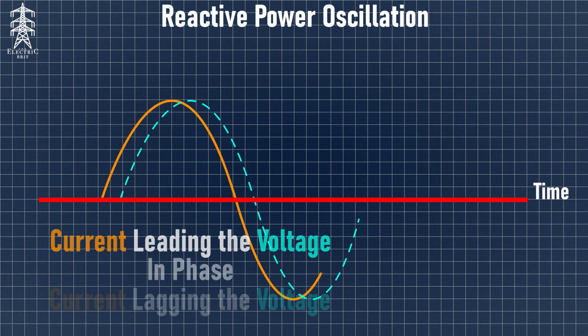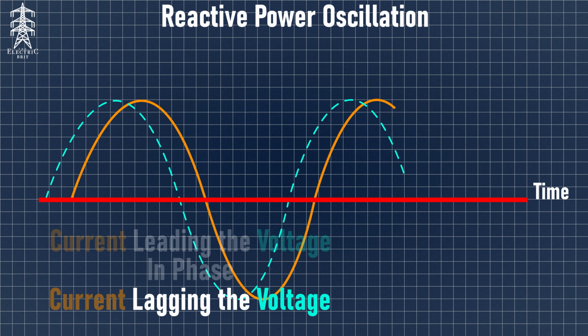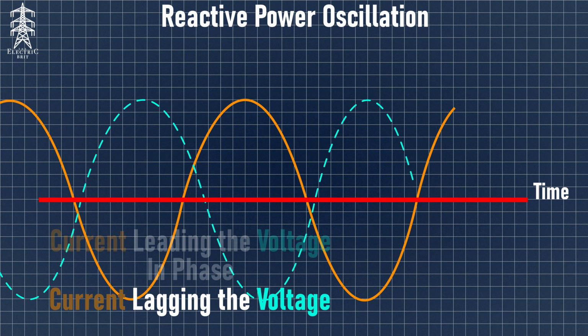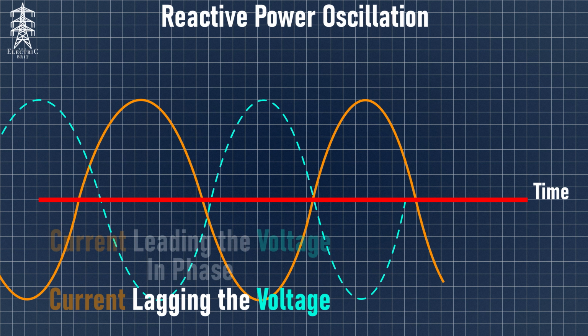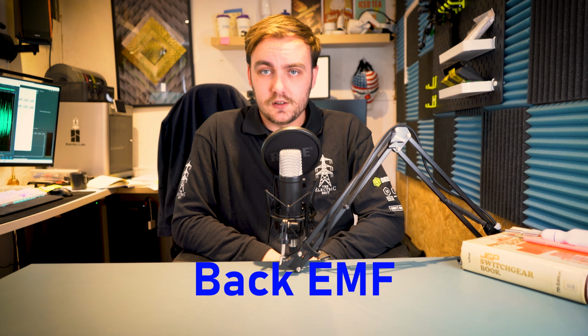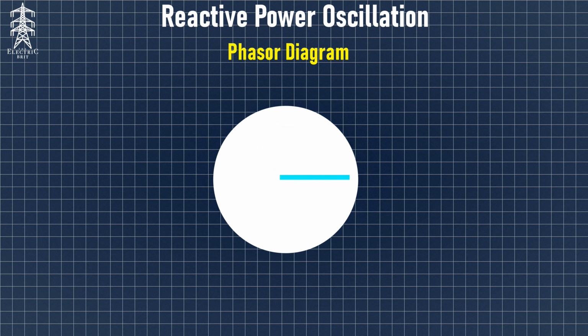When the current sine wave starts after the voltage, that's called lagging current, and it's common in inductive loads, like motors, transformers, and anything with coils. In these circuits, current doesn't flow instantly. Instead, the changing voltage creates a changing magnetic field, and that field induces a voltage, called back EMF, that resists the change. So the current takes a moment to catch up to the voltage, and that's why it lags.